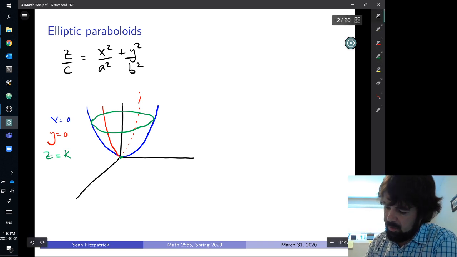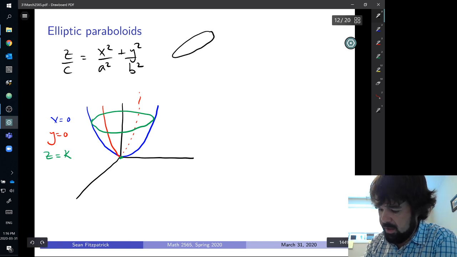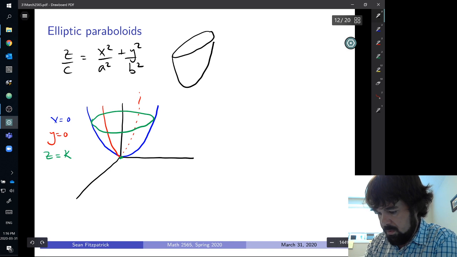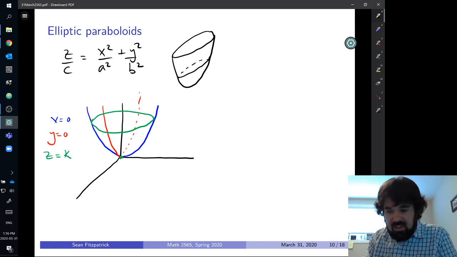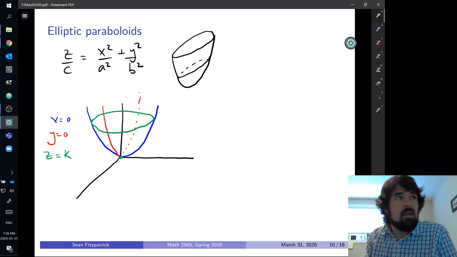So typically, the way you'd probably draw this is you just draw an ellipse and you draw a parabola and you have an elliptic paraboloid, okay? Once you get a bit of practice, you can draw those ones fairly easily. They're not so bad, okay?